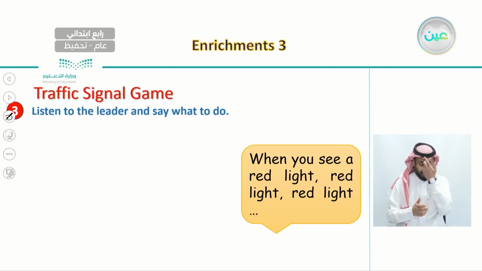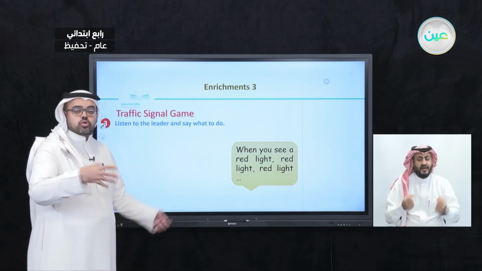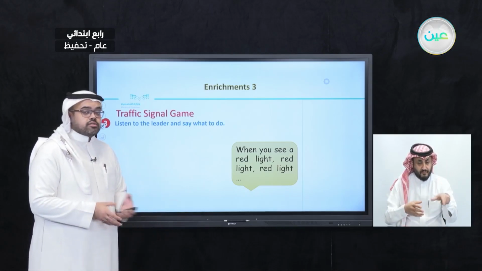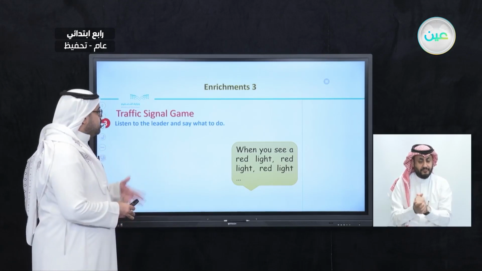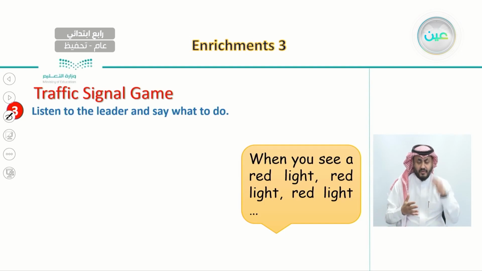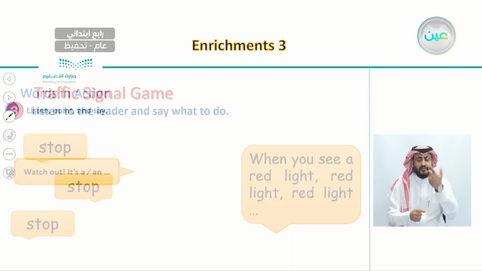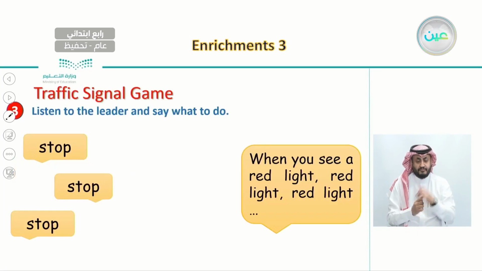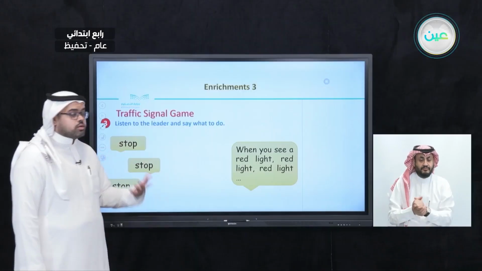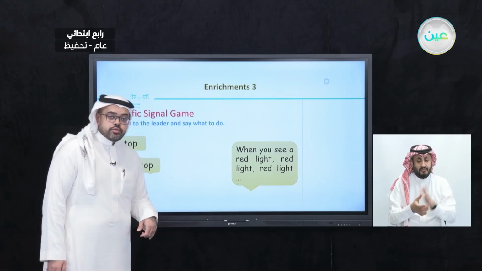And after this, we said that we have the traffic signal game, where you gather a group of your classmates, maybe your friends, and come together and assign one leader. And this leader would say something like this: when you see a red light, then you have to say what to do when you see it. You would say, when you see a red light, stop, and the others would say stop, and the others would say stop. And you can change the color. You can talk about the yellow light and also the green one.